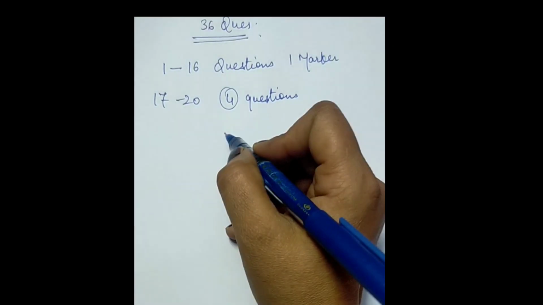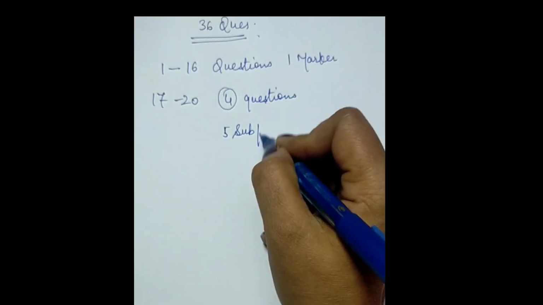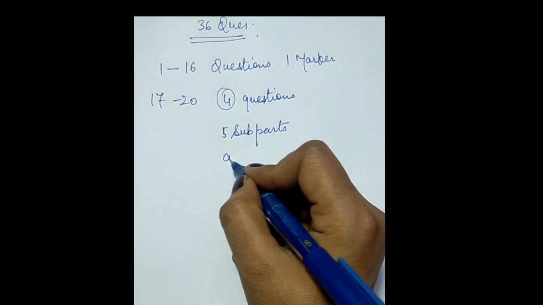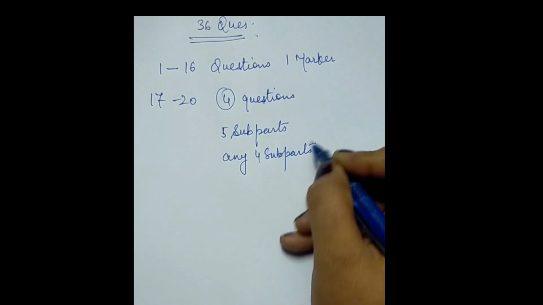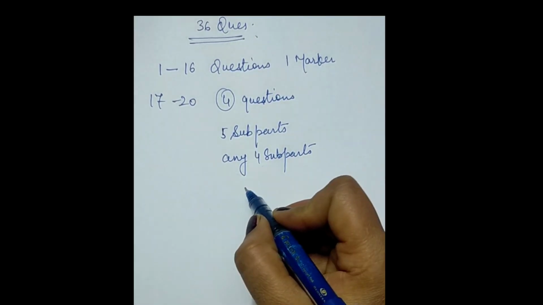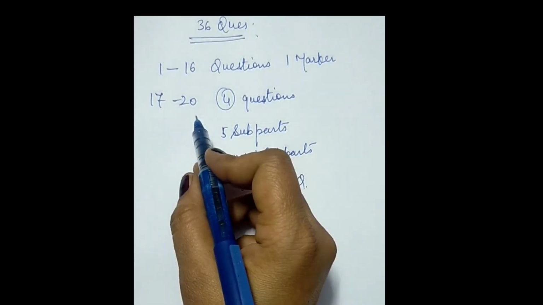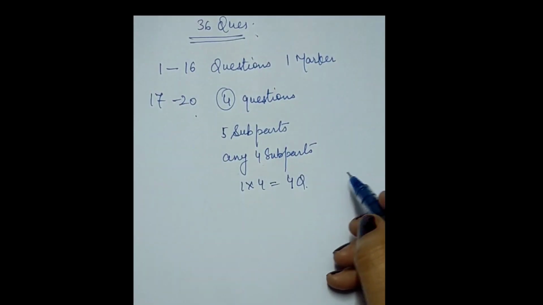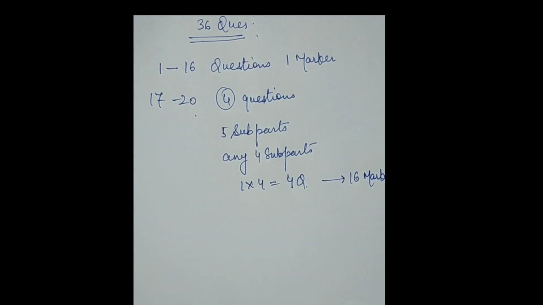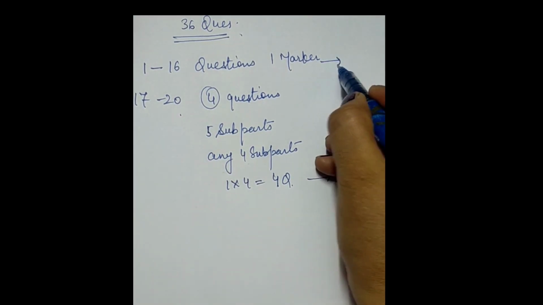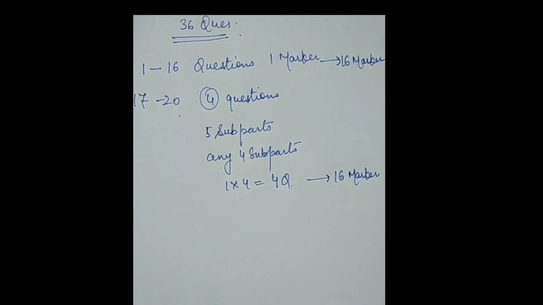In each case study you will be given 5 subparts, and out of the 5 subparts you have to do any 4 subparts, and again 1 marker for each subpart. That means 1 into 4 for 1 question, and there are 4 such questions. That means 4 into 4, 16 marks for these type of questions. The first 16 questions with 1 marker are also 16 marks.